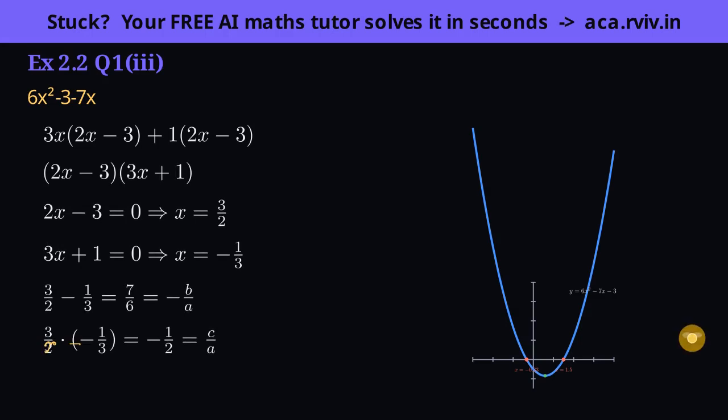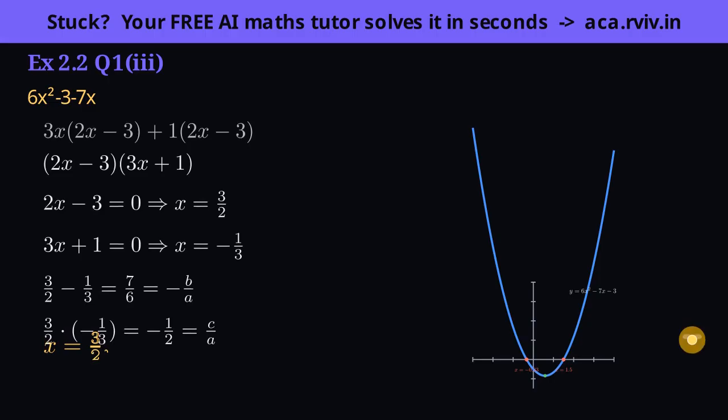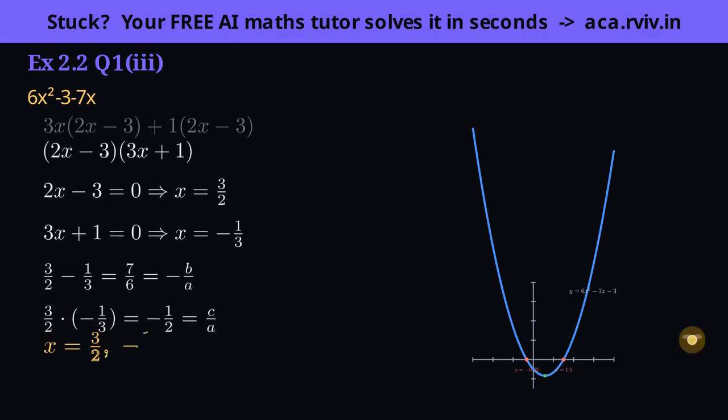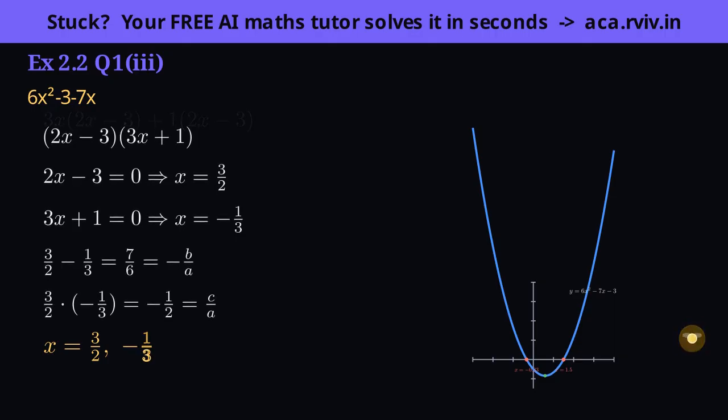Takeaway: two habits to lock in. Always reorder to standard form first, and whenever the leading coefficient isn't 1, split using a times c instead of just c. That single adjustment keeps the whole method working.